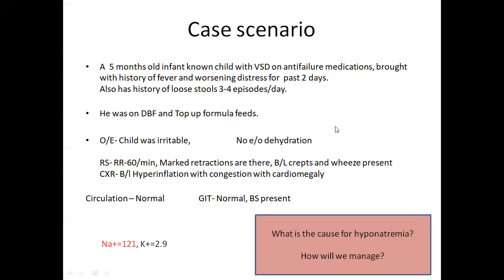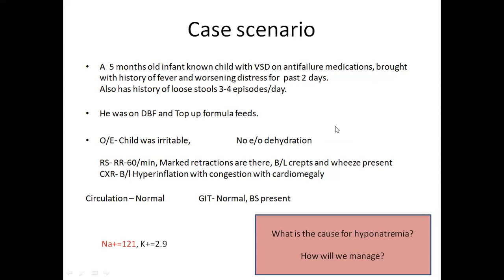SIADH. So it is a type of euvolemic. So in this particular child, we are seeing hypervolemic, euvolemic, hypovolemic hyponatremia. But what do you feel is the predominant cause here? Do you think it looks more like hypovolemic hyponatremia from the examination and history findings? Hypervolemic hyponatremia, sir, because the child is not having any dehydration. So the probable cause is CCF, sir. Exactly. So it's more of hypervolemic and euvolemic rather than hypovolemic based on the clinical examination.